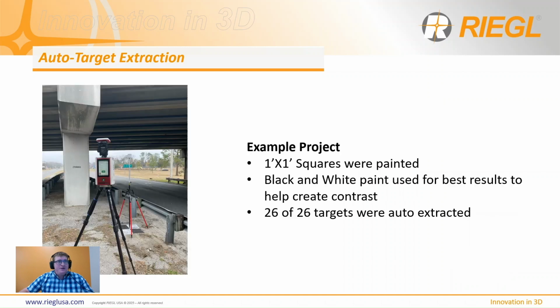I've set up a really good example here where 1 foot by 1 foot squares were painted on the asphalt. We used both black and white paint for contrast to get the best results out of the software. And in this example, we're going to take a look at how all 26 of 26 targets were auto-extracted by RiPROCESS, leaving no manual work for tying down point clouds to ground control.